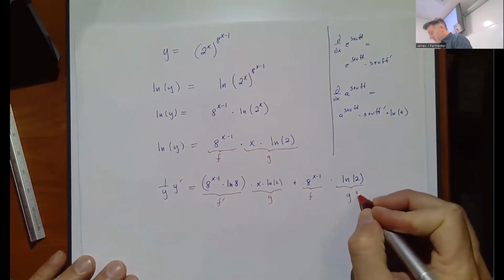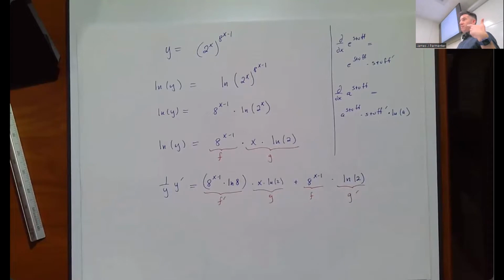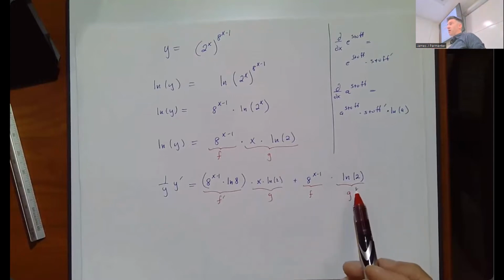The derivative of x times 7 is just 7. The derivative of x times 0.69 forever and ever, whatever the numbers are, is just 0.69, whatever the numbers are, right? It's just that constant, natural log of 2.